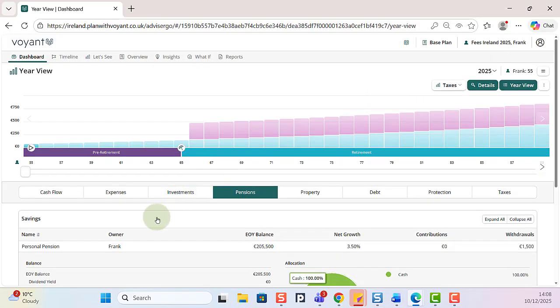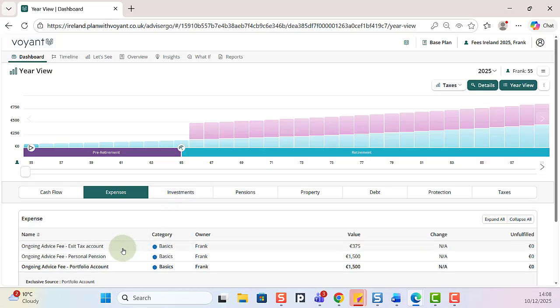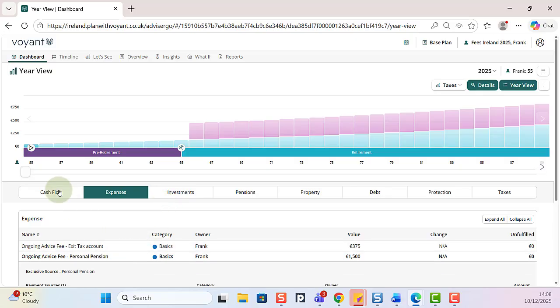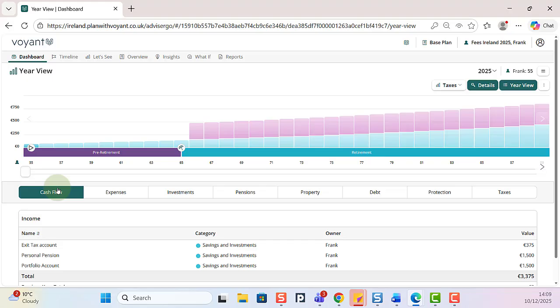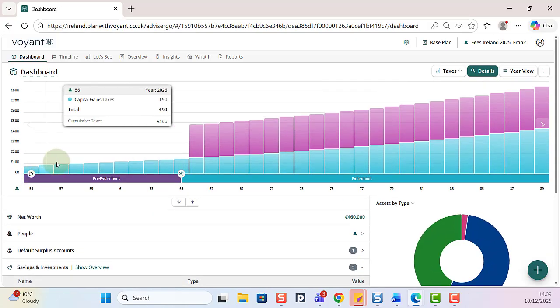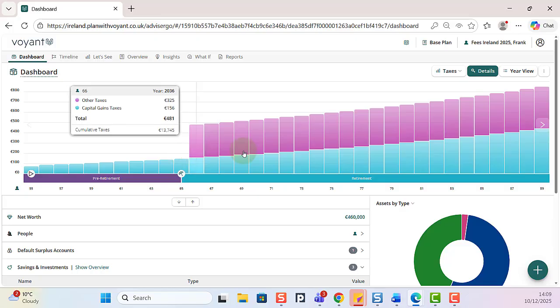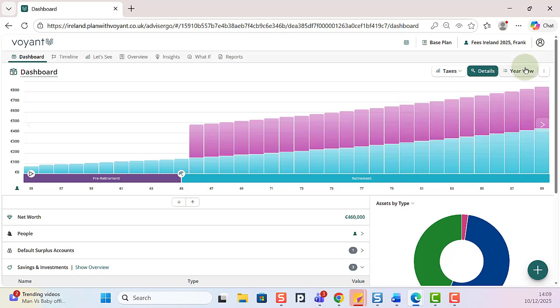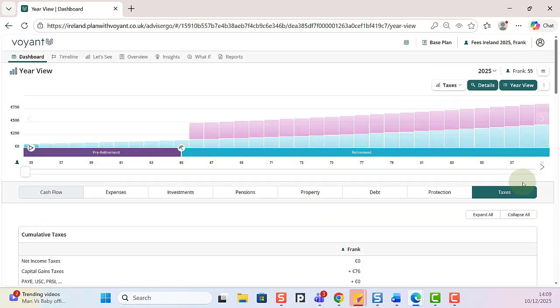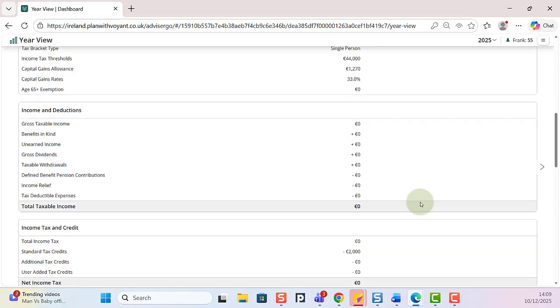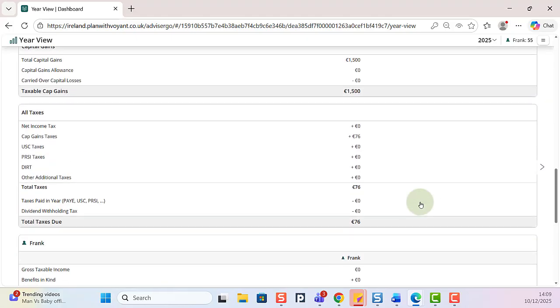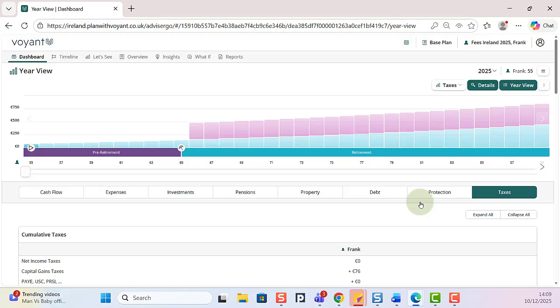I can come out of this and go to the expenses. I'm going to go to cash flow, and you'll see it all works in a similar way. And also with me staying in the taxes chart as well, you see that there's no taxes coming out relating to anything like income tax or anything like that. And by going to taxes as well, so year view and taxes, we can see that the fee for the pension was also not included in any of the tax calculations.